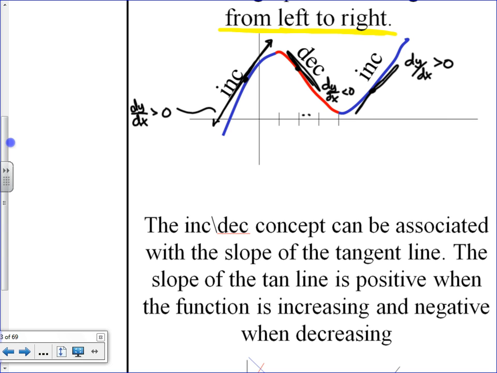And of course, we've already talked about this, but it's never bad to remind ourselves. We can also tell where our original function is constant. And that's basically, guys, what the entire second paragraph says. The increasing, decreasing concept can be associated with the slopes of the tangent lines. If the slope is positive, then my function is increasing. If the slope is negative, my function is decreasing. If my slope is 0, my function is, in essence, if you're thinking about rates, momentarily stopped.